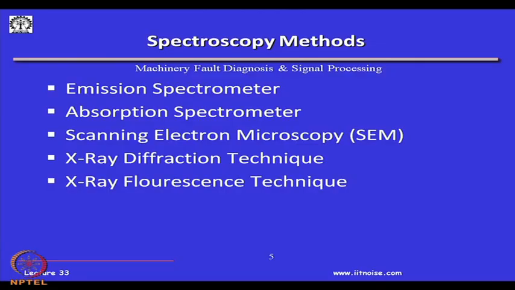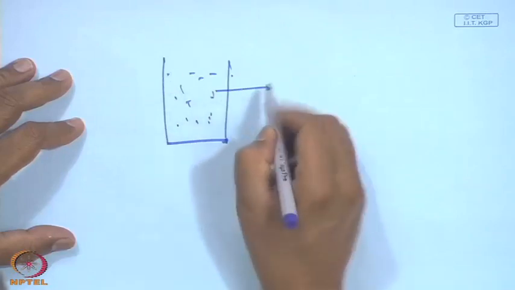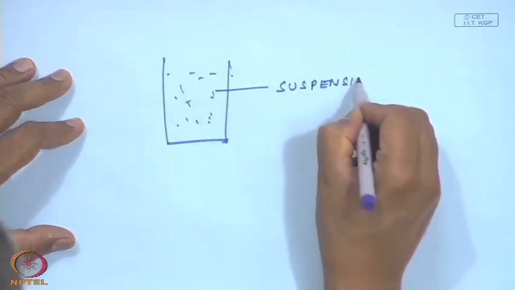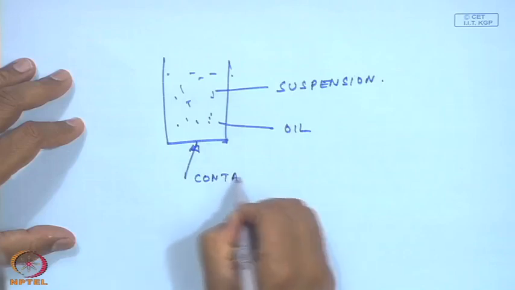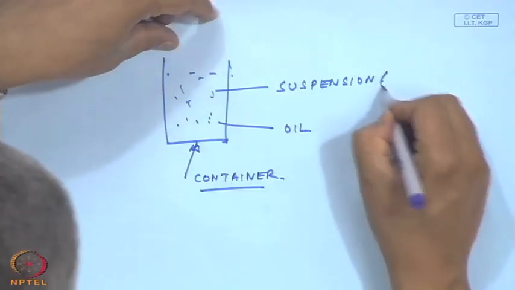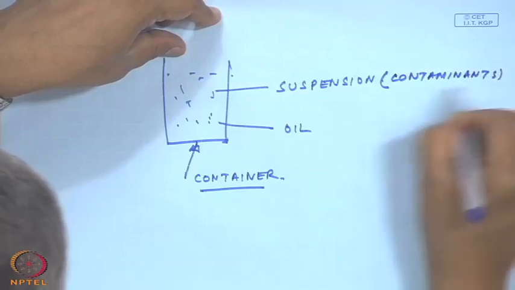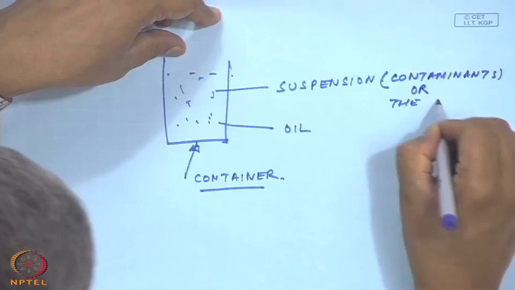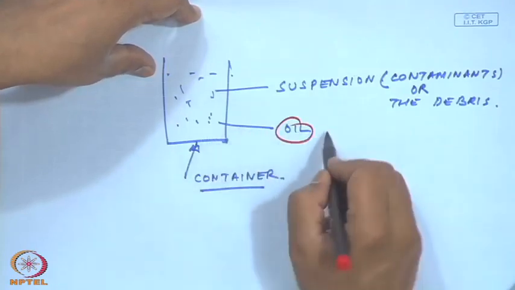So, just to recap, when you do the spectroscopic methods, how are these contaminants collected? We cannot collect contaminants of 2 micron size just by picking them up. So, actually they are a suspension in the oil, and this is our container. This suspension is nothing but the contaminants or the debris. But in this class, we are focusing, as I was telling you, on this oil whose property has changed.